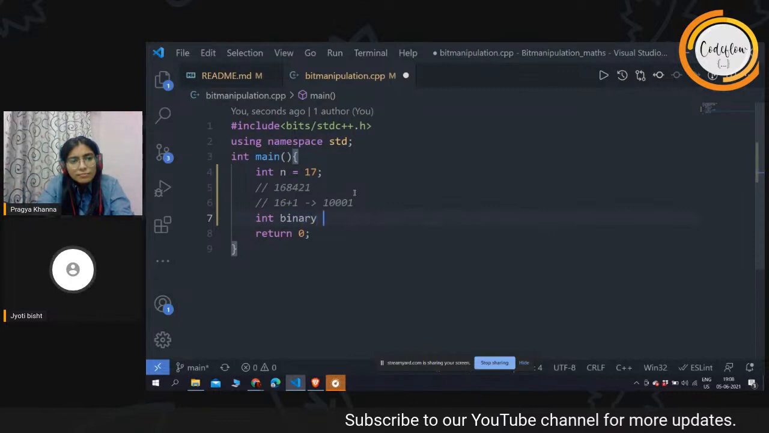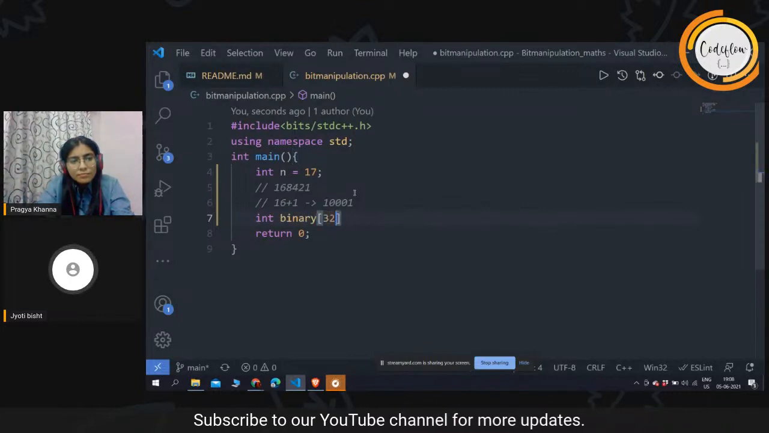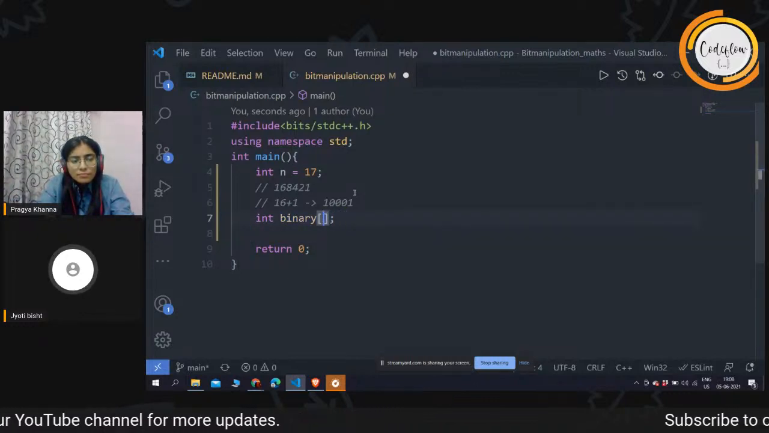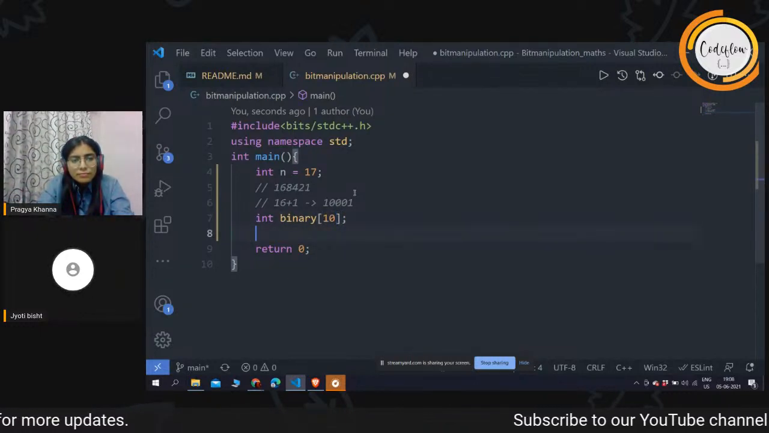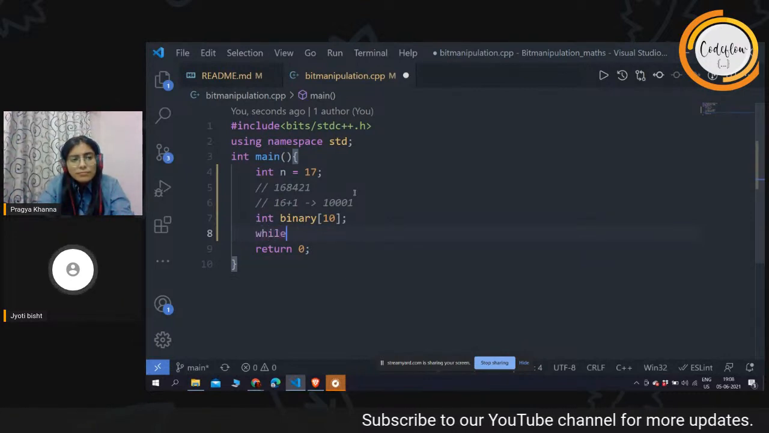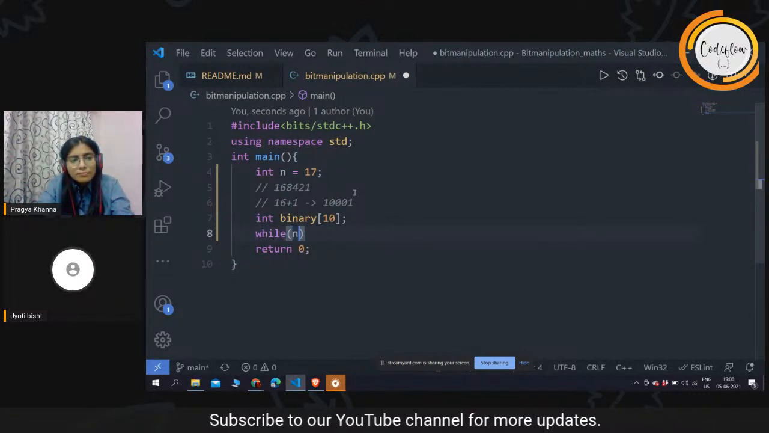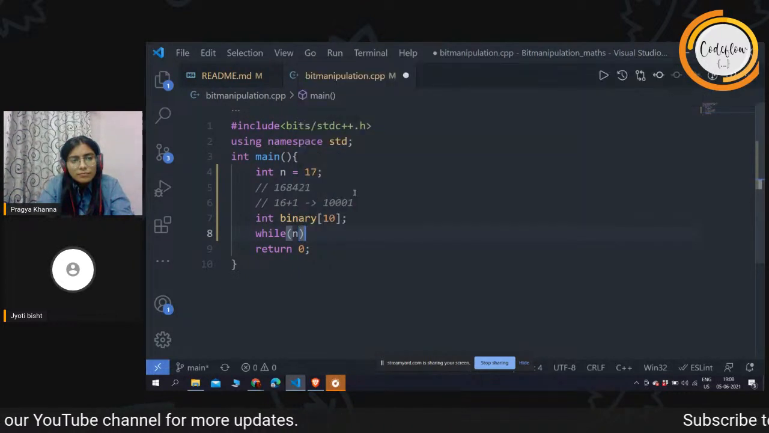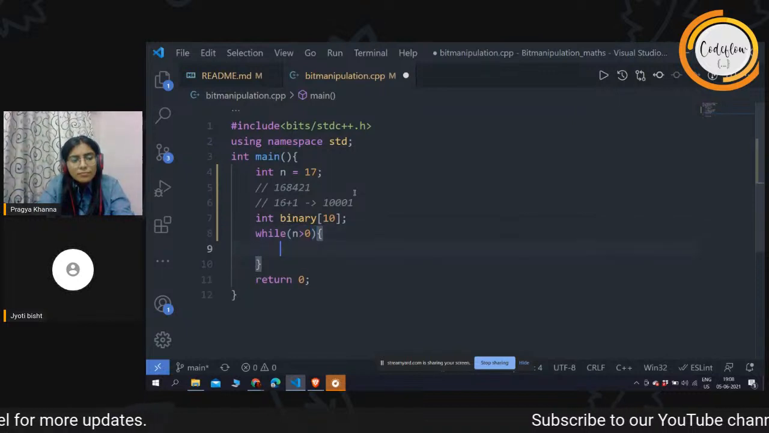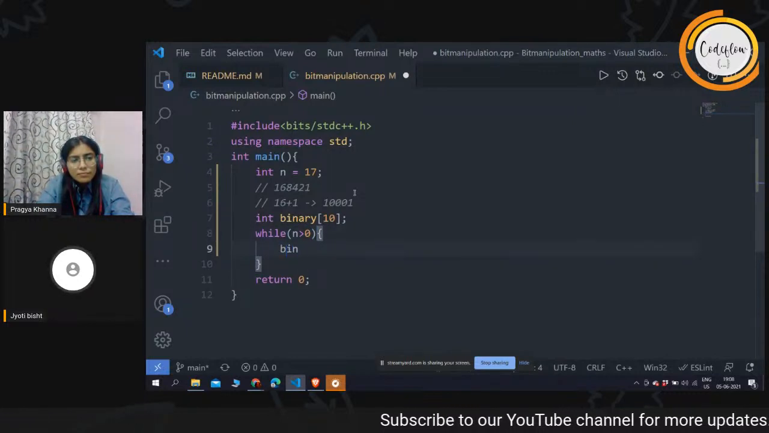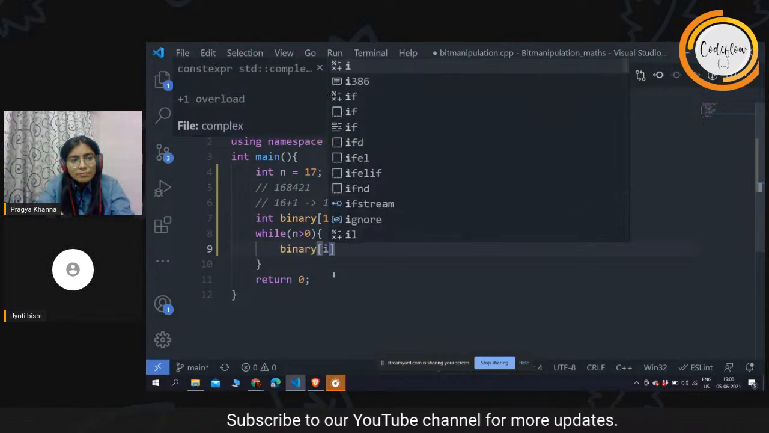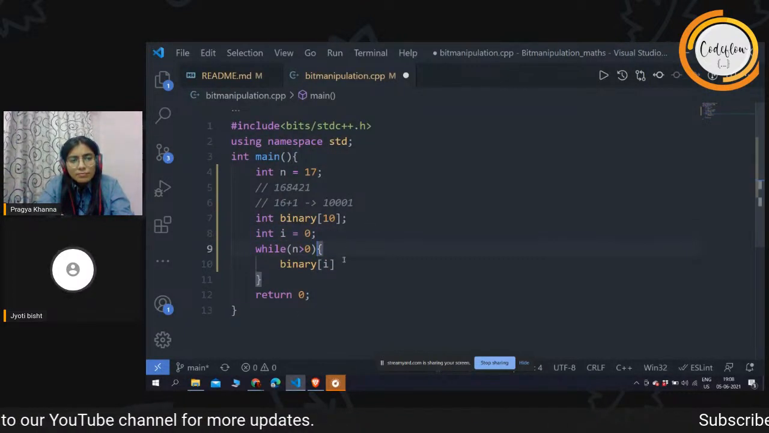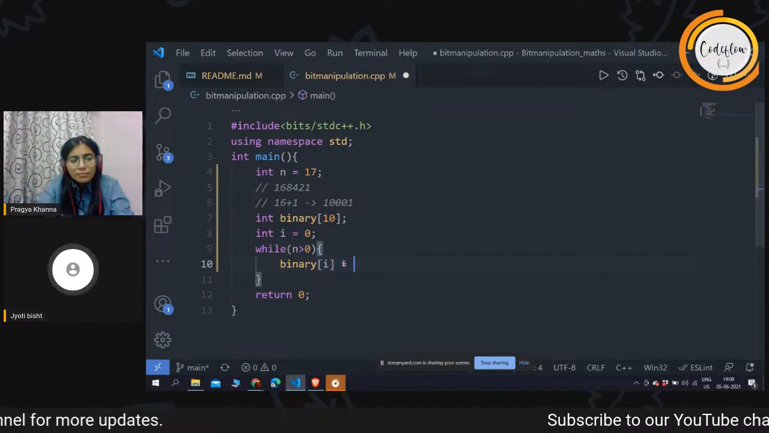I'll just take an array. I can say it as 32 size maybe, or any other size you wish. If you are sure that it will fit into something less, you can just take it as 10, right? Then I need my number to be greater than 0, so while n is greater than 0, I'll just store it in binary. I also need an index. I'm so sorry, I forgot that. int i is equal to 0, and I just need something to be stored over here.